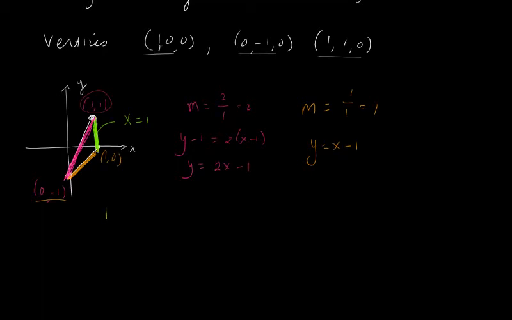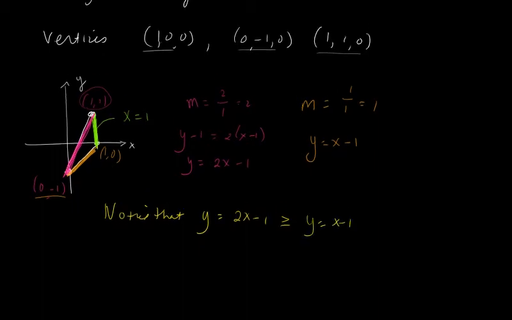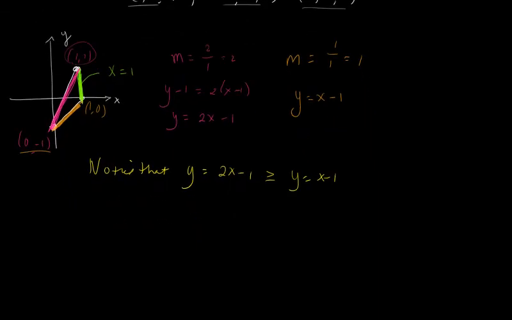So let's notice that y equals 2x minus 1 is greater than or equal to y equals x minus 1 for all x between 0 and 1.